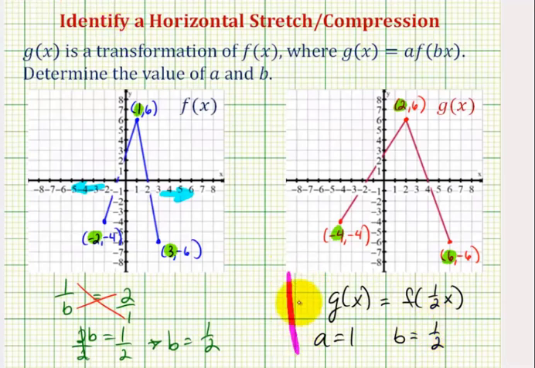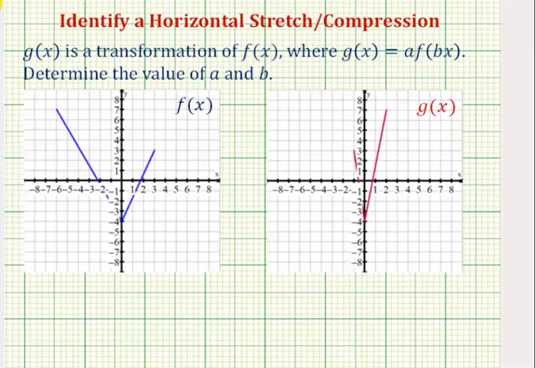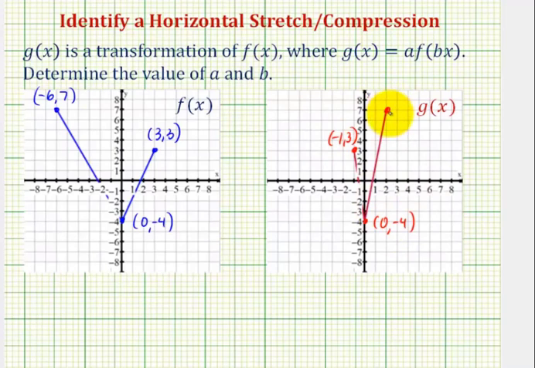Let's take a look at a second example. Again, let's find the coordinates of key points on each graph. So we'll find the coordinates here, here, and here on f of x. So we have (-6, 7), (0, -4), and (3, 3). And then for g of x, let's find the coordinates here, here, and here. So we have (-1, 3), (0, -4), and (2, 7).